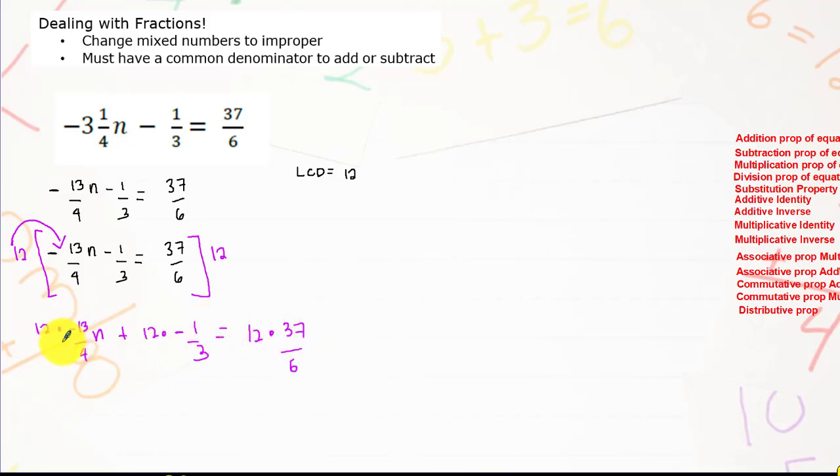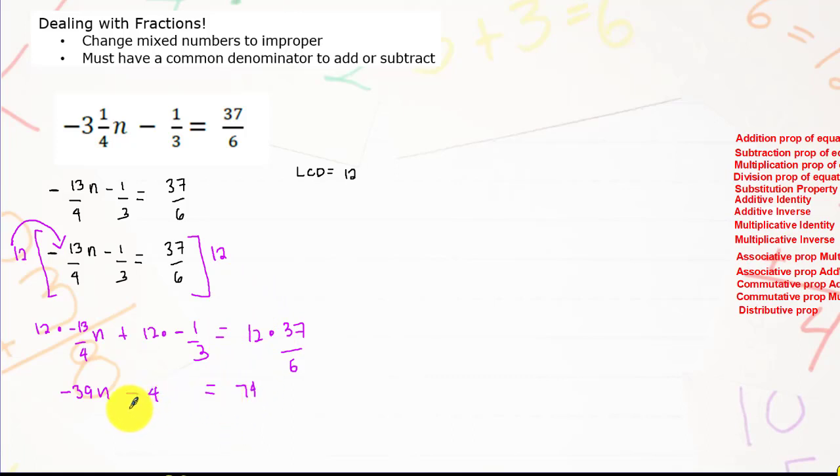Now, 12 times negative 13 over 4 is equal to negative 39n. 12 times negative 1/3 is actually equal to negative 4. So we can write plus negative 4 here or just minus 4. Then 12 times 37 over 6 is equal to 74.